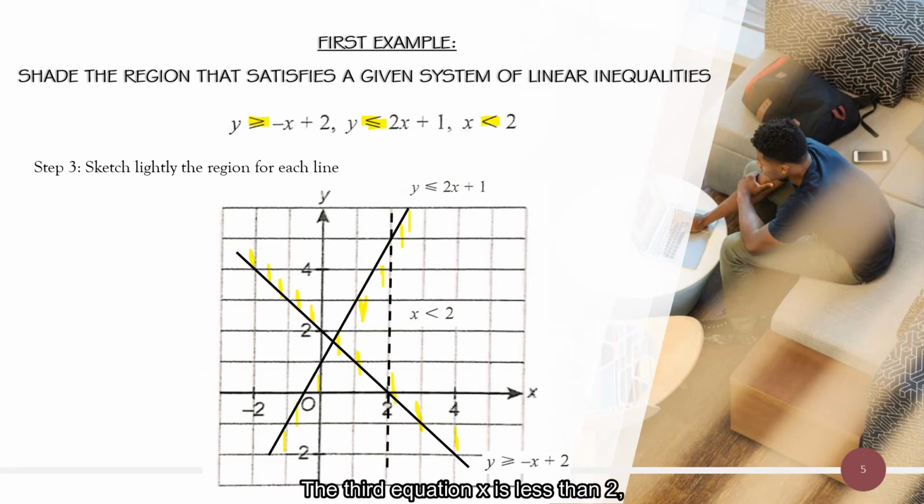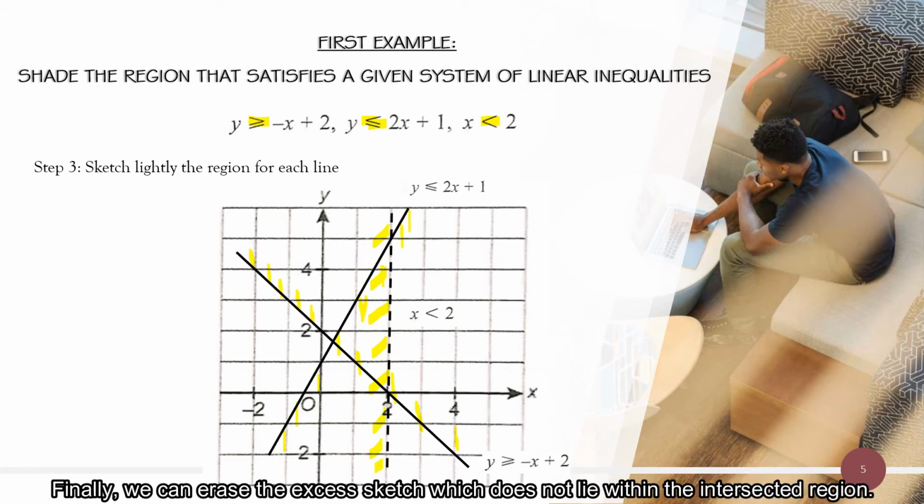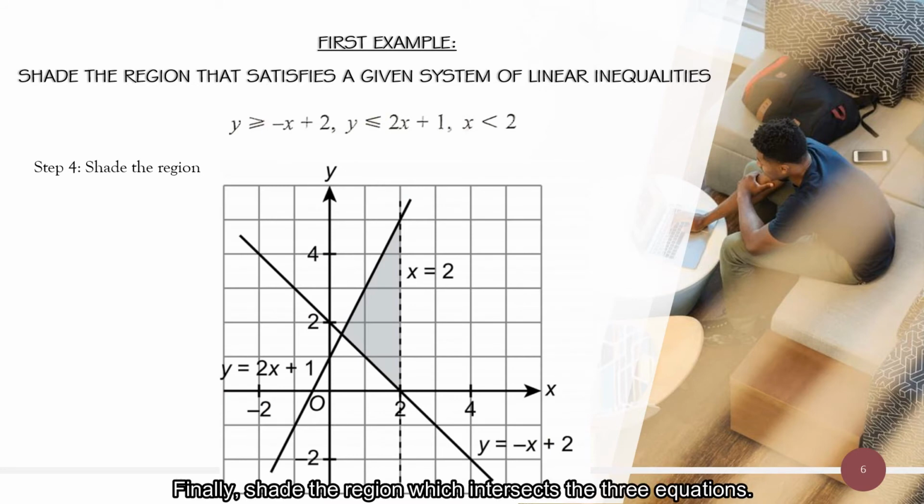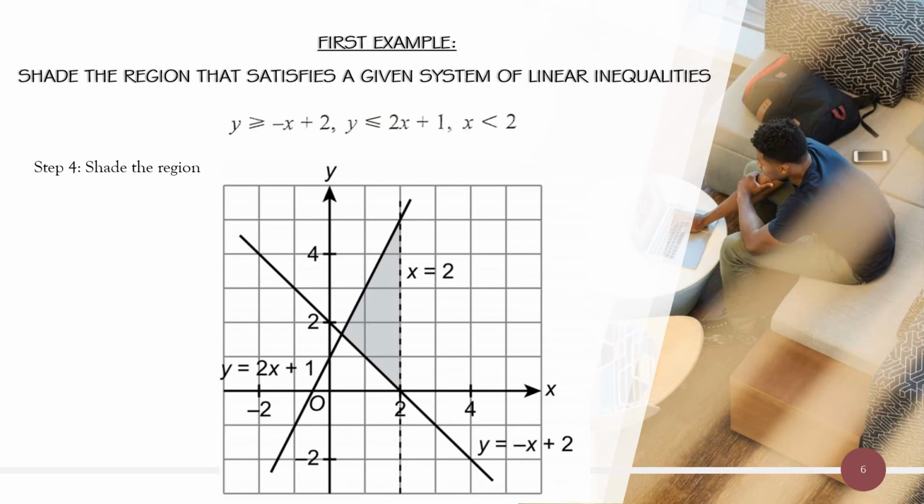The third equation, x is less than 2. Therefore, since it is a vertical line, it will lies at the left-hand side of the line. Finally, we can erase the excess sketch which does not lies within the intercept region. Finally, shade the region which intersects the 3 equations.